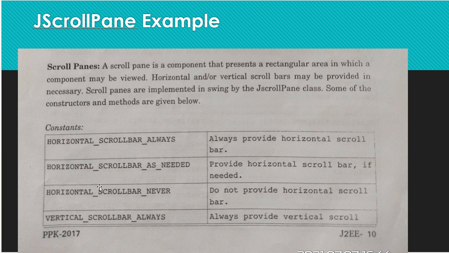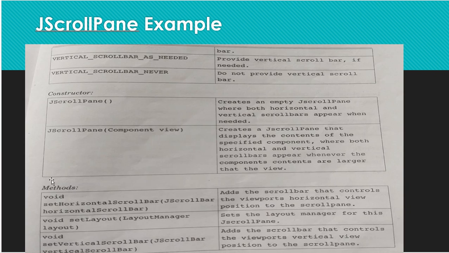There are 4 constants. One is horizontal scroll bar always, to create a horizontal scroll bar. Horizontal scroll bar as needed, when you need it you can create it. Horizontal scroll bar never, you can never get the horizontal scroll bar. Vertical scroll bar always. The next one is vertical scroll bar as needed, when you need it. Vertical scroll bar never. These things you have to keep in mind.